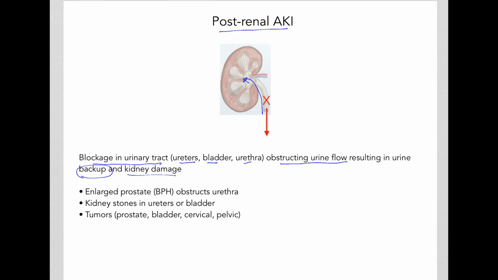And we see this happening, for example, in enlarged prostate, benign prostatic hyperplasia or BPH, that will obstruct the urethra. Kidney stones can obstruct the ureters or bladder, and then there could be tumors either in the prostate, bladder, cervix, or the pelvic region, and all of these can obstruct urine flow. So that's why it's called post, after the kidneys.